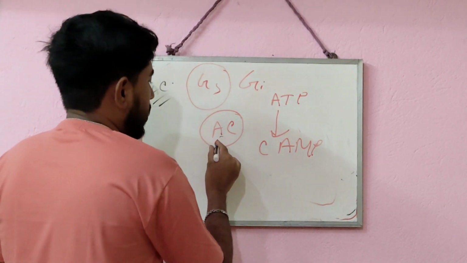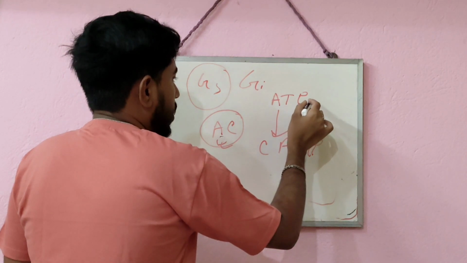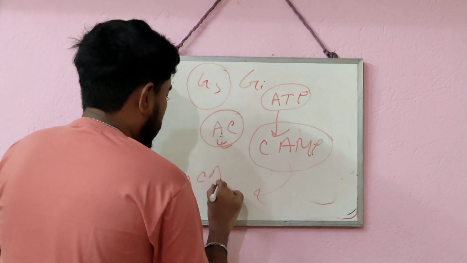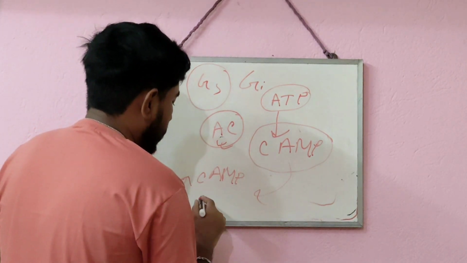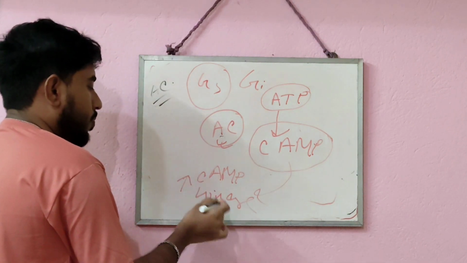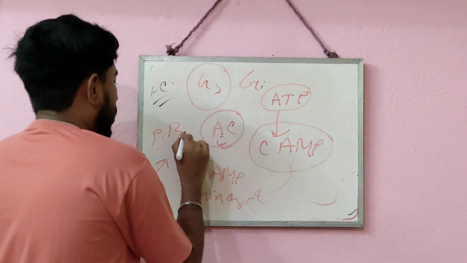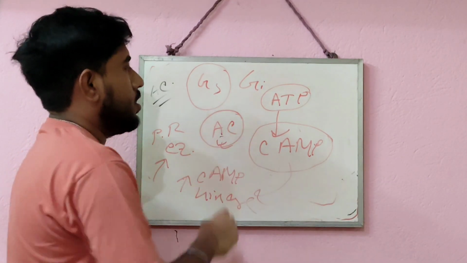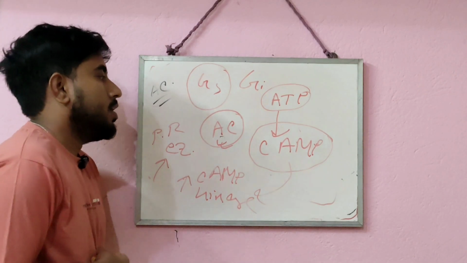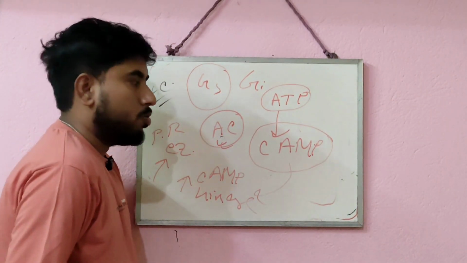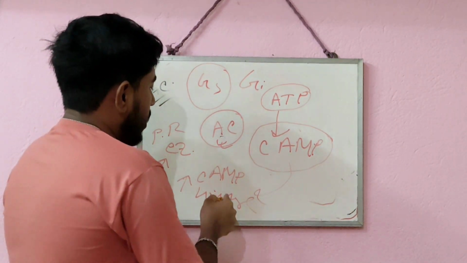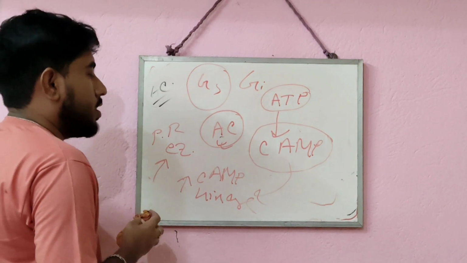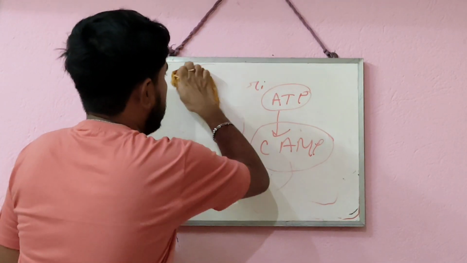So when Gs is activated, it will activate the adenyl cyclase enzyme. That adenyl cyclase enzyme will convert ATP to cyclic adenosine monophosphate, and it leads to the activation of cAMP dependent kinase, and that kinase activation will lead to phosphorylation of certain enzymes. So in the adenyl cyclase pathway, it is activated by Gs protein and inhibited by Gi protein. When Gs is activated, ATP is converted into cAMP, which leads to activation of cAMP dependent protein kinase, and that protein kinase helps in the phosphorylation of certain enzymes present in the cytosol. So I have discussed the adenyl cyclase pathway.